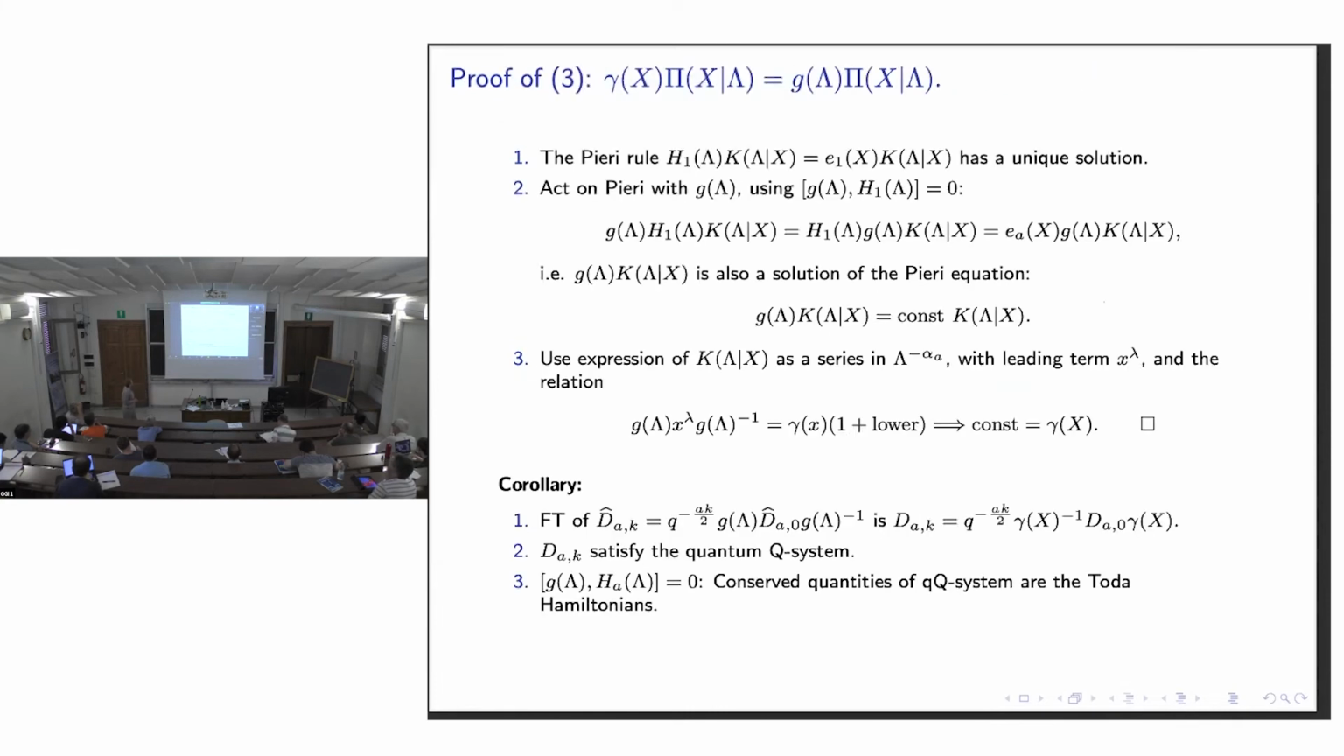And the third statement has to do with the following. If you start with the Pieri rule, H1 on the Whittaker function is an eigenvalue times the Whittaker function. And remember that this has a unique solution up to normalization. Since G commutes with the Hamiltonian, you can act on this equation. And so you see that G times the q-Whittaker function is another eigenfunction. So it should be proportional to the q-Whittaker function. And then you compute the proportionality constant from the form of the series expansion. And it turns out that the proportionality constant is just gamma.